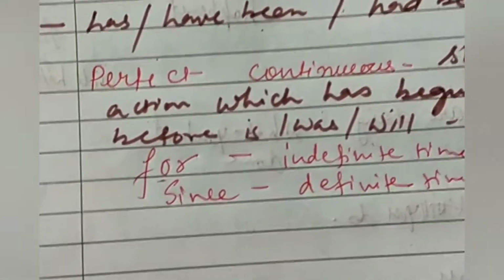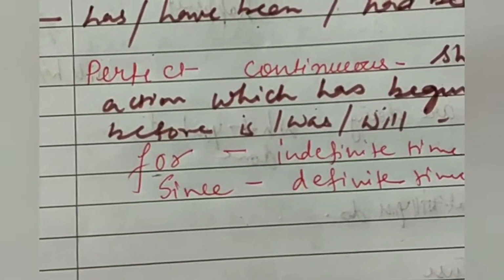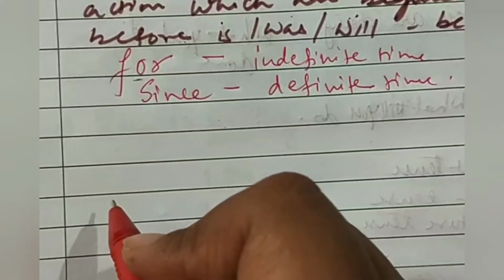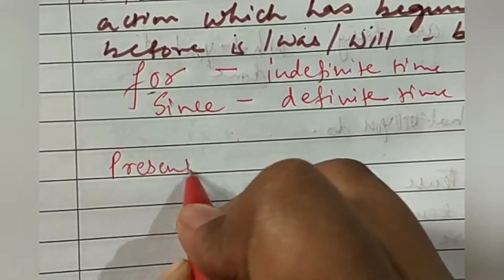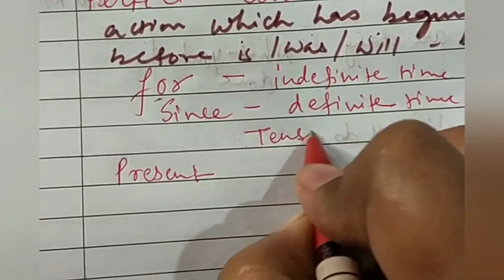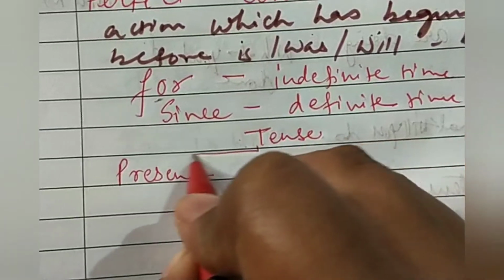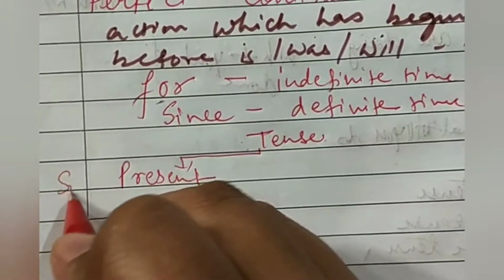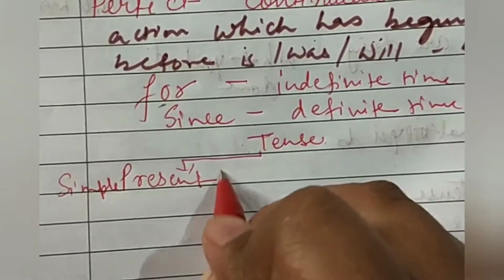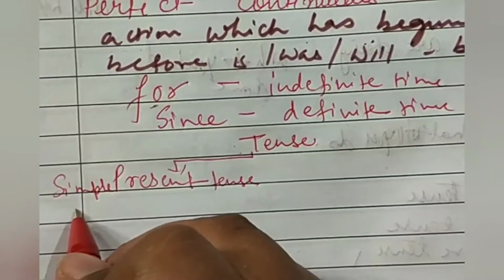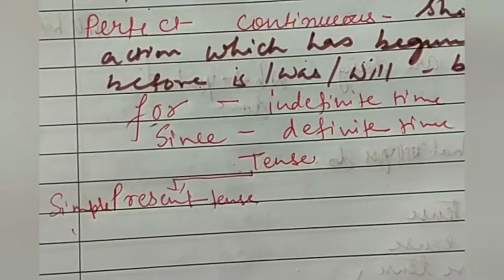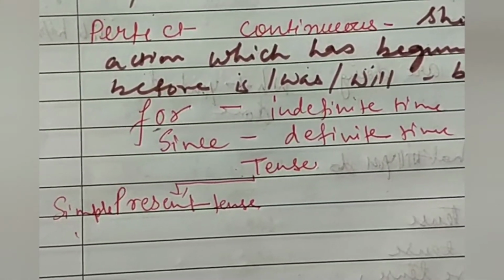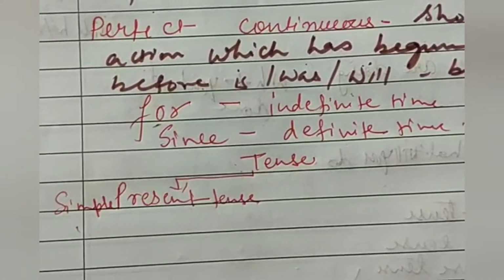First we started with the three forms: present, past and future. Then 4 more forms are coming in each, so that makes a total of 12 tenses. So in present, you can write simple present tense, then present continuous tense, present perfect tense and present perfect continuous tense.